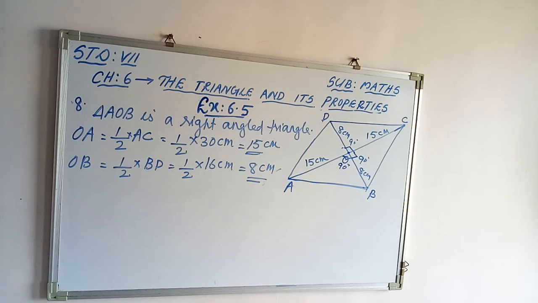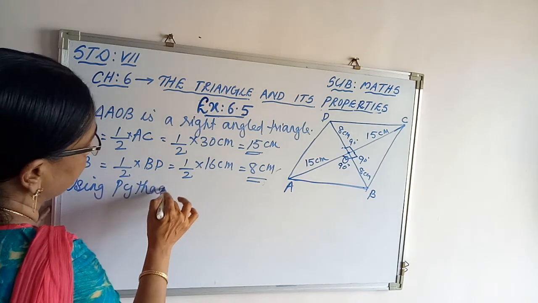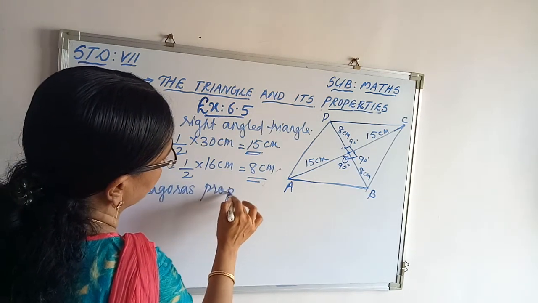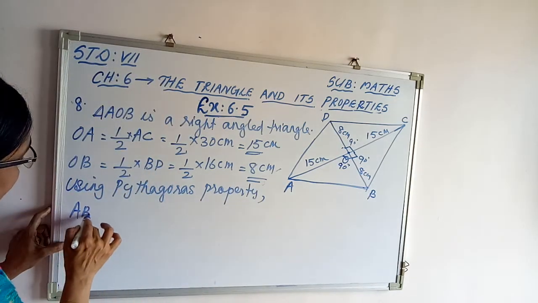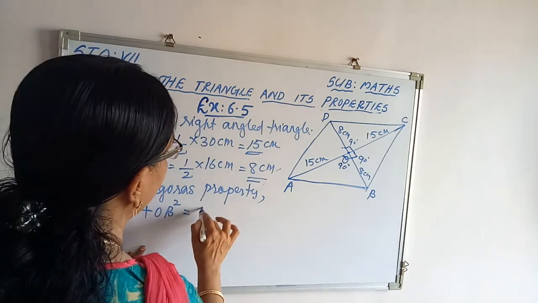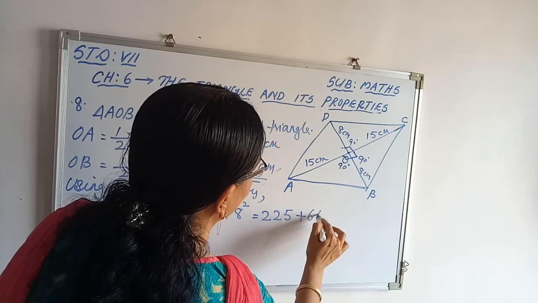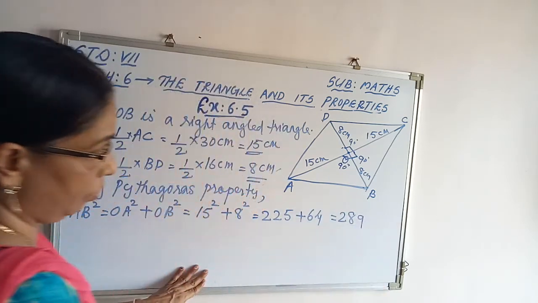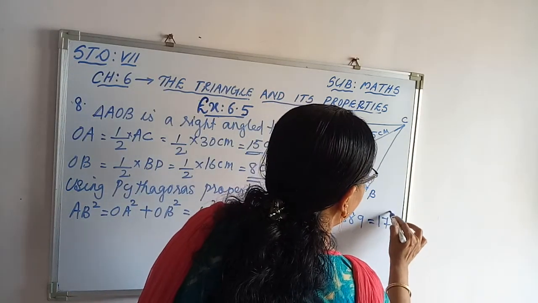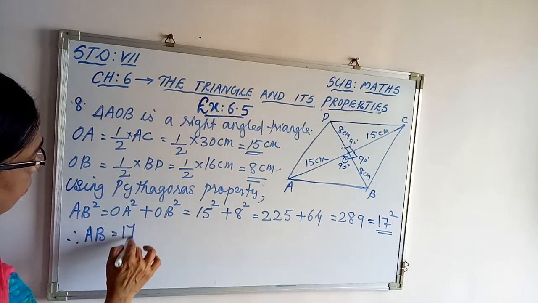Is that clear? Now triangle AOB, as it is a right angle triangle, using the Pythagoras property, AB square is equal to OA square plus OB square. That's equal to, what is OA? 15 square plus 8 square. 15 square is equal to 225, plus 64 will give you 289. Isn't it? 289 can be written as 17 square. Therefore, AB is equal to 17 centimeter.